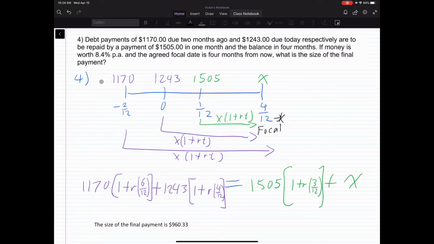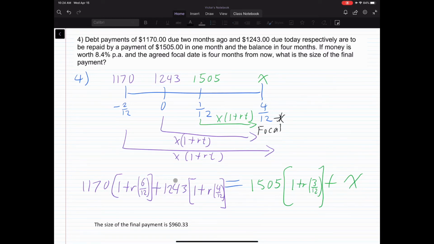So we have the 1170. It is to the left of the focal date, so we need to multiply it by 1 plus RT. And the t that we use here is 6 over 12. The reason is that your t is always based on the time in between the two dates. From 2 months ago to 4 months from now, that is 6 months. So that's why we have 6 over 12.